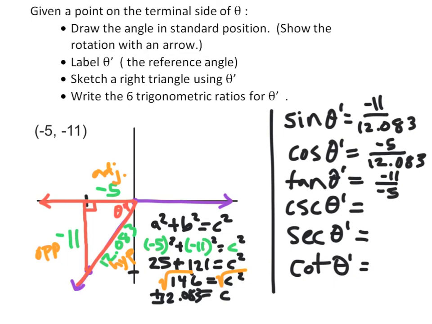Cosecant is the reciprocal of sine. Now remember, we don't have to look back over here anymore. We can just look at our 3, as long as we're matching them up. We know sine and cosecant, cosine and secant, and then tangent and cotangent. So if we just take the reciprocals of each of those and write them here, we should be good. I'm going to make my pen a little thinner, see if I can fit those in there. So this will be 12.083 over -11. Secant will be 12.083 over -5, and cotangent will be -5 over -11.